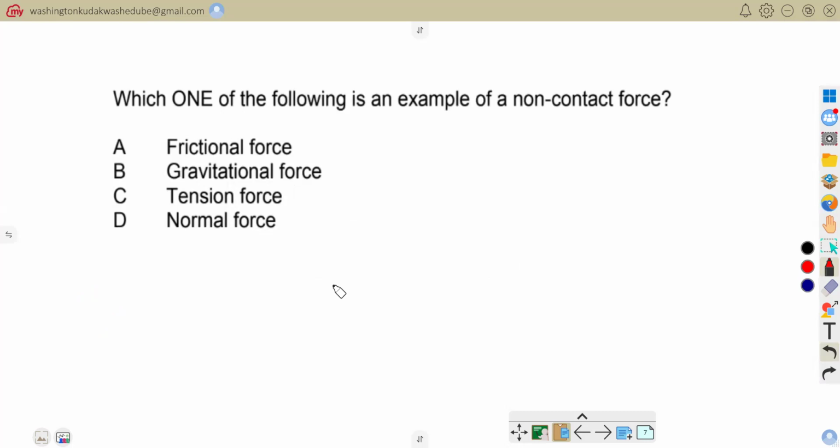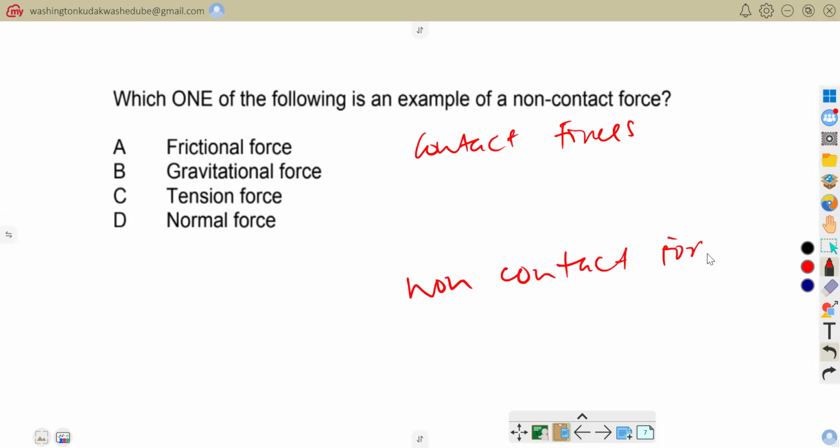So the next question is saying, which one of the following is an example of a non-contact force? So we now need to define what a contact force is and what a non-contact force is, so that we can know which forces fall under this classification and which forces fall under that classification. So contact forces require physical contact.